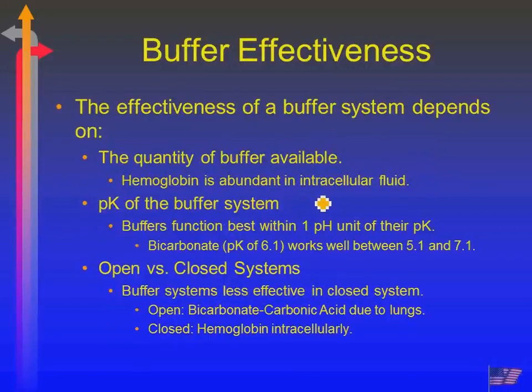The effectiveness of any buffer system depends obviously on the amount of buffer available, for instance, the amount of hemoglobin that is present. We call this effectiveness basically a pK, and it works best within 1 pH unit of their pK. So the bicarbonate pK value is 6.1. So really it works better on the acidic side more so than on the alkaline side.